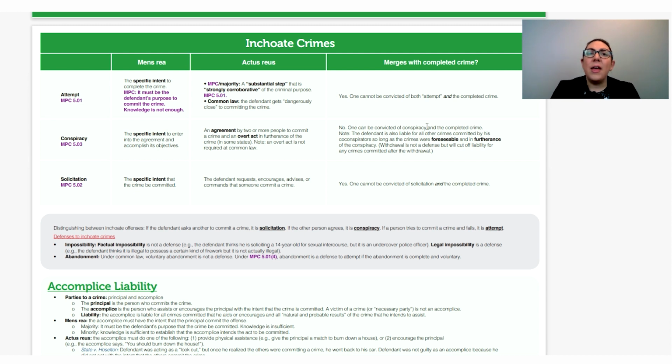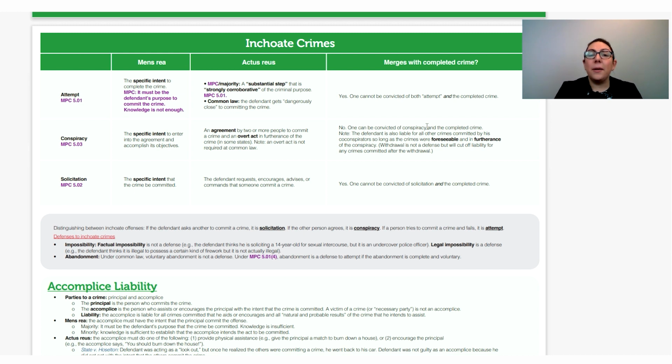Under the common law, the act must come dangerously close to commission of the crime. So under common law, let's say buying a gun, getting in the car and starting to drive toward the victim's house might be a substantial step, but it probably isn't dangerously close. So this is where the 2 tests would make a difference. That conduct might be attempted murder in a majority state, but might not be attempted murder in a common law state because the defendant there is not dangerously close to committing the crime.